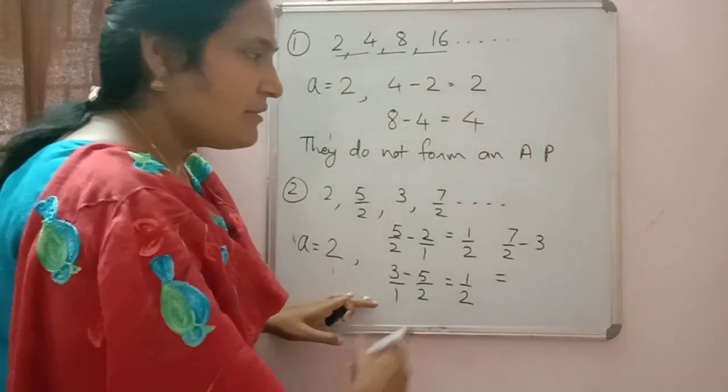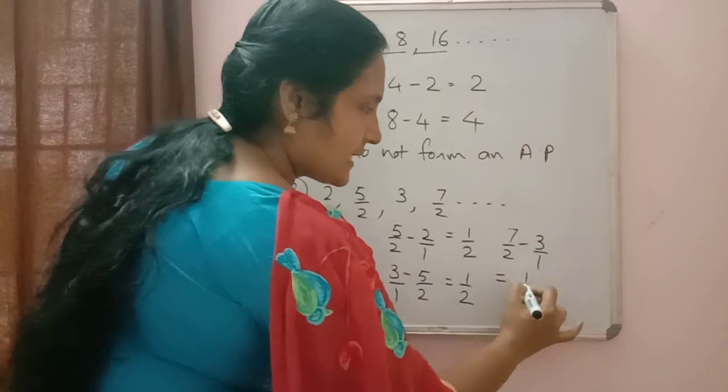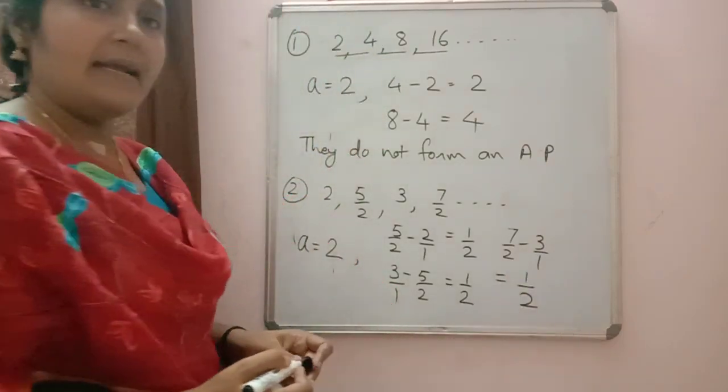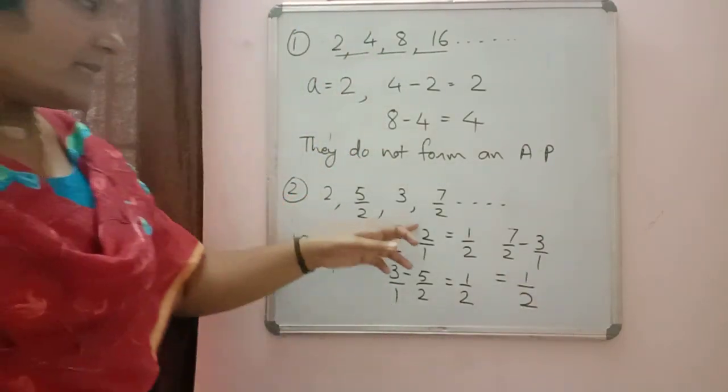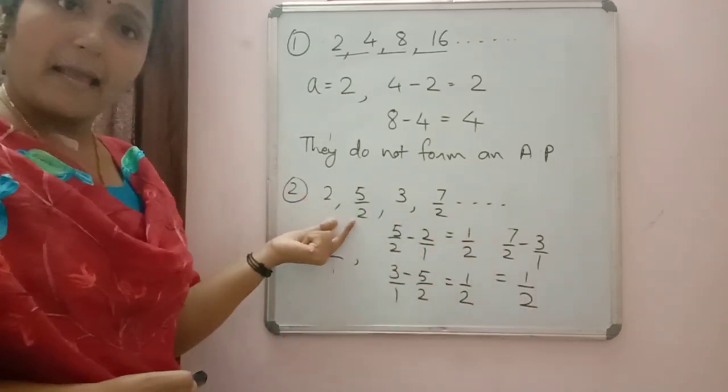So again, what will come if we do the cross multiplication? 7 minus 6 by 2. So we are getting 1 by 2. So these differences are same. That's why they form an AP.